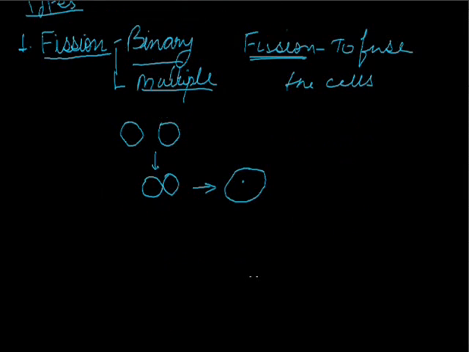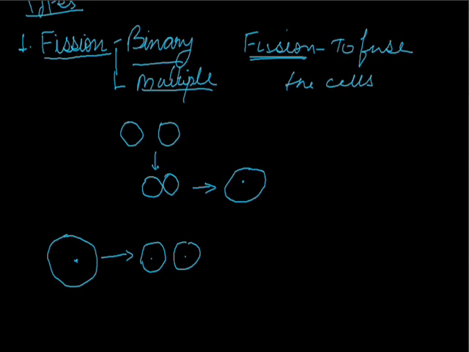But we need to know about fission, not fusion. So fission is exactly opposite to fusion. In fission, what happens? If one big cell is already there, this big cell can divide into two or more cells, then it is called fission. Fission again is of two types. First is binary fission, the other is multiple fission.